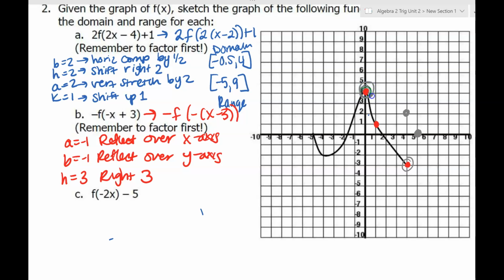For this third point, to reflect over the x-axis would drop down to -4. And since it's on the y-axis, it won't reflect there. For this fourth point, to reflect over the x-axis would be to put it down here. To reflect over the y-axis would be to shift it over here. And then lastly, for this point, to reflect over the x-axis would take it up to +3. And then to reflect over the y-axis would take it over to -4. So here is our graph reflected.